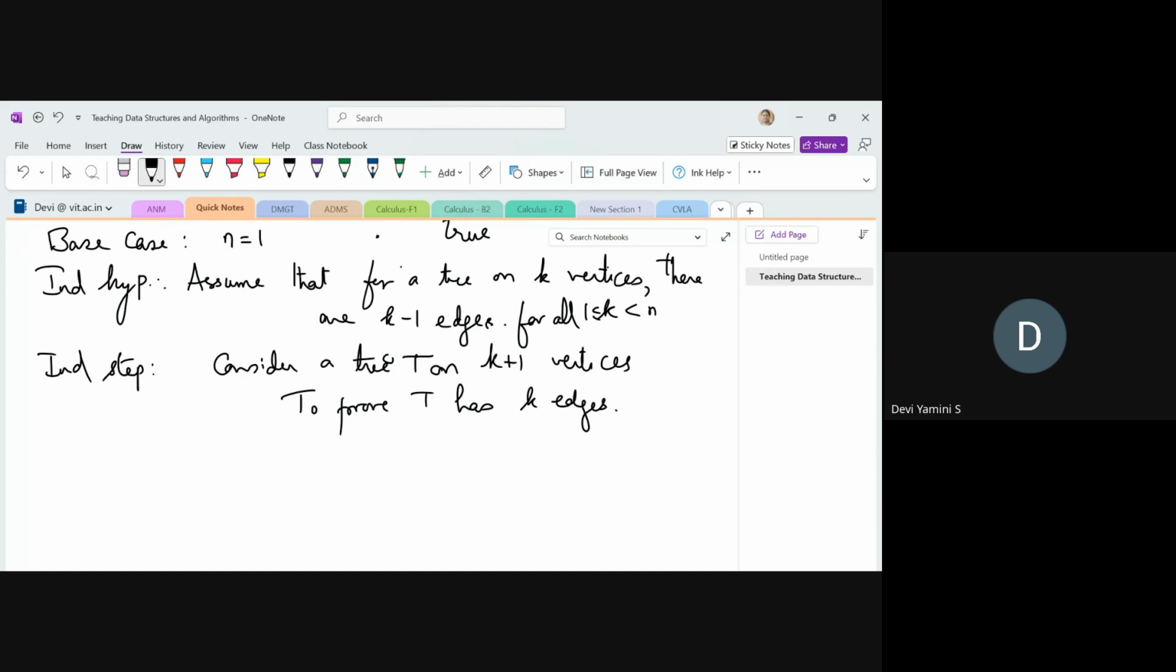So how do we go about it? Does anyone have a clue on this? Even if it's wrong, no issues. Please think and let me know. How do we go about it? Our ultimate aim is to use the induction hypothesis. We have a graph on k plus 1 vertices. How do you use the previous step?